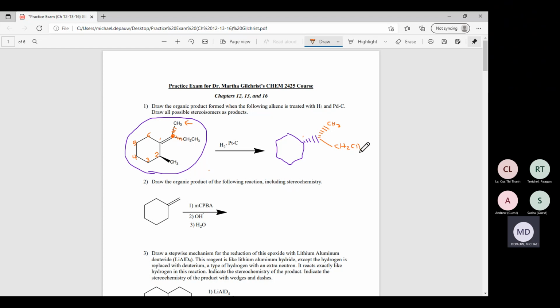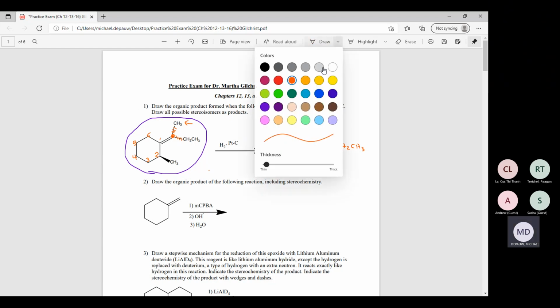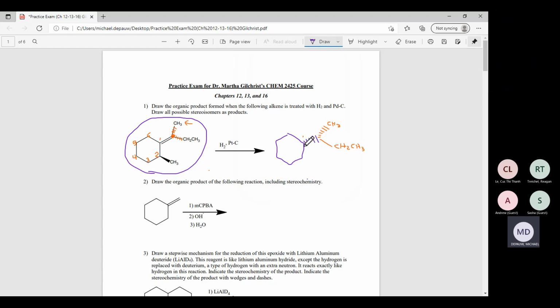CH3 in the plane. Now, the other thing that you're going to get is a wedge. The wedge is the hydrogen that came out, right? There's a wedge here. The hydrogen planted itself on top. And then you're also going to get another wedge here, because remember, you have two hydrogens. They both plant themselves on top here, pushing the groups below them down.